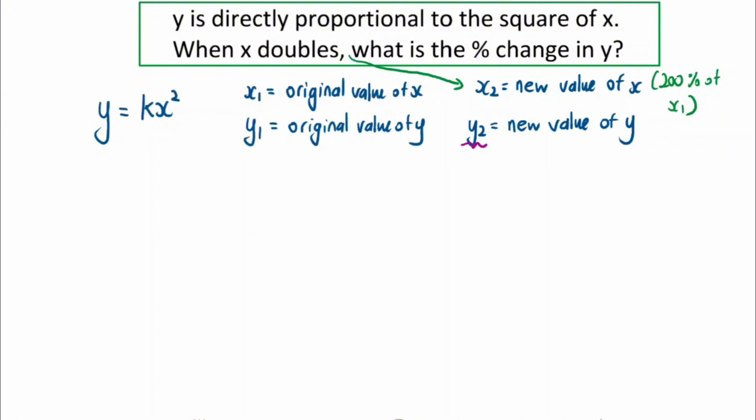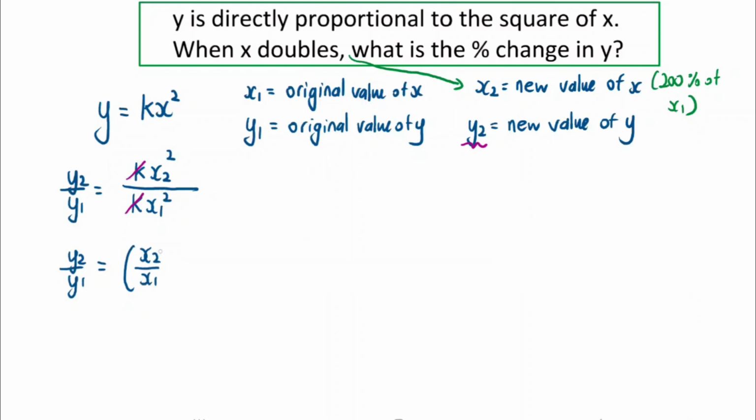So next let's write down this expression y2 over y1 first. And this is equal to, the numerator will be the constant k times x2 squared, and for the denominator, it will be the constant k times x1 squared. Since the numerator and denominator have the same constant k, we can cancel it off. So this expression simplifies into y2 over y1 equals (x2 over x1) squared.